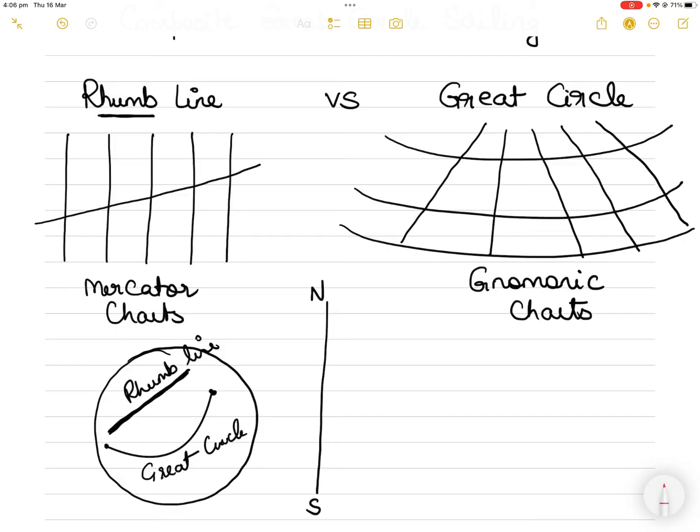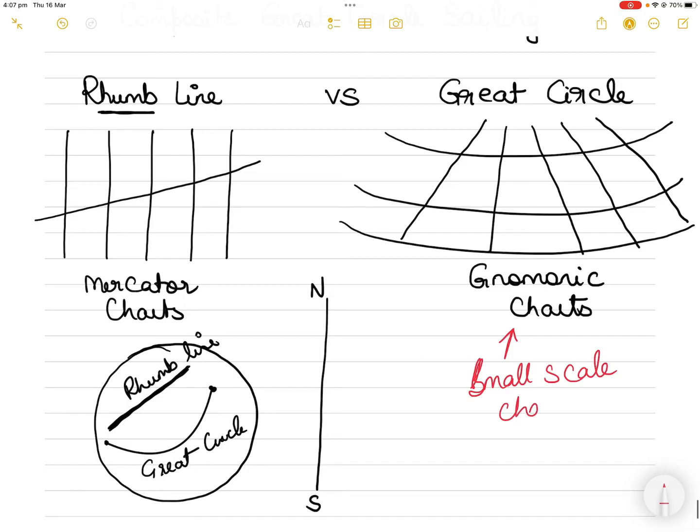I cannot use it. So gnomonic charts are normally small scale charts, I should say. So they cover large parts of the world in one single chart. All right. So on a gnomonic chart, when I draw a great circle, it comes across as a straight line. The same great circle, if I draw on the Mercator chart, will come across as a curve.